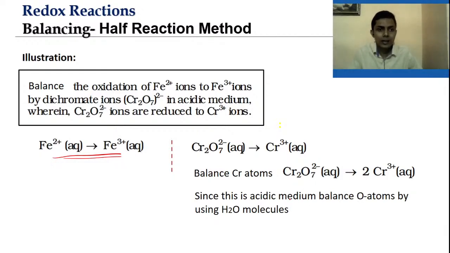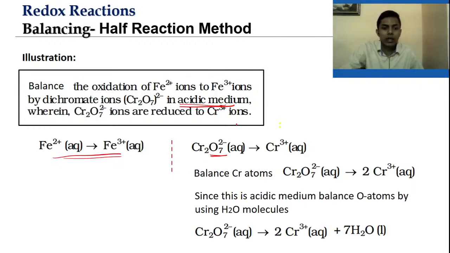Here, how to balance it? Since it is acidic medium, we need to add what? Water, right? So how much water to add? Here, 7 oxygens are on the reactant side, so we need to add 7 water molecules on the right side. By that, the half reactions are partially balanced. Now, the next step is charge balance, correct?